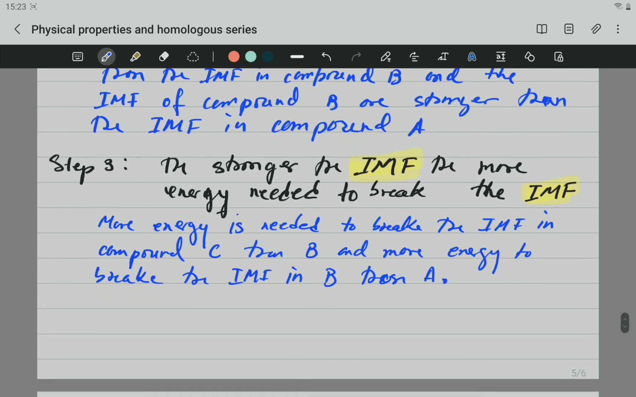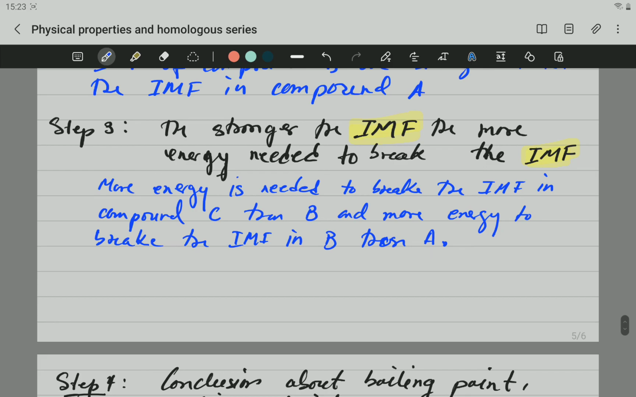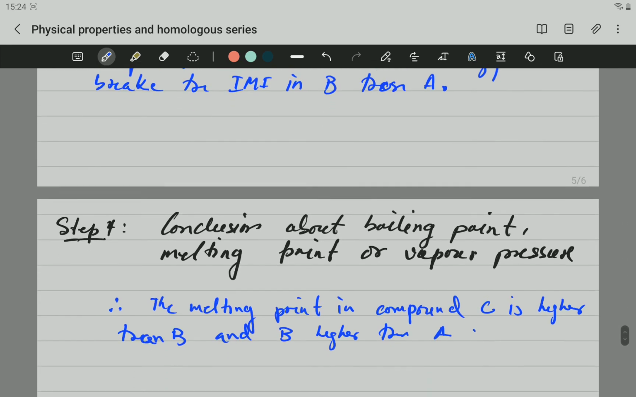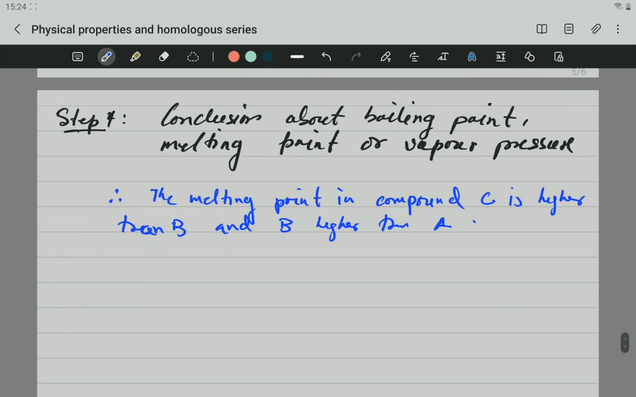Step 3, you are going to speak about energy. The one that has the strong intermolecular force will need more energy. So more energy is needed to break the intermolecular force in compound C than B, and more energy to break the intermolecular force in B than A. And finally, the conclusion, we have to speak about the question. In this case, it's melting point. The melting point in compound C is higher than B, and B higher than A. I hope this is understood. This is explaining the trends. You can always go the other way around and move from B to A instead.